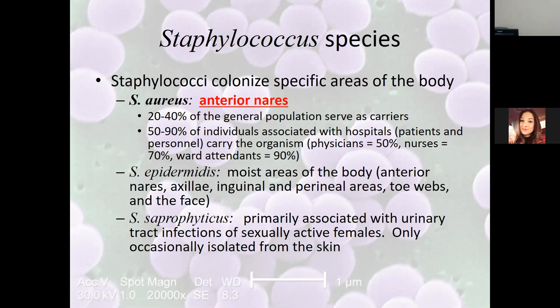Staphylococcus species, they colonize specific areas of the body. Okay? So as you keep seeing number one right here, right? And hopefully you're taking in Staph aureus is our key staphylococcus that we have to worry about in the hospitals. It is the one. As we know, this one started out being associated with hospitals. We used to call them hospital acquired. What's the word for hospital acquired infection? Nosocomial. Good. Nosocomial infection.